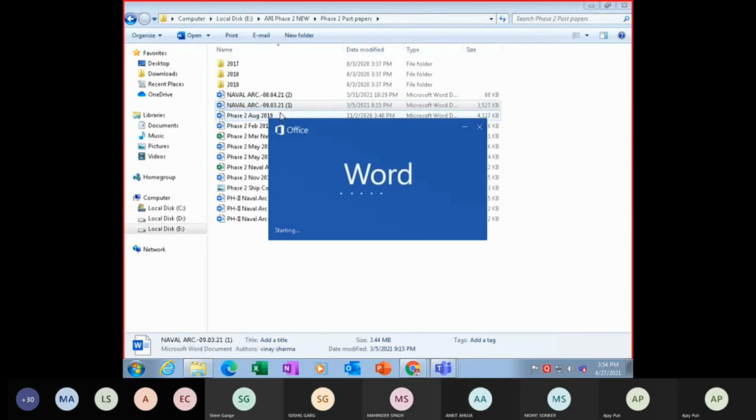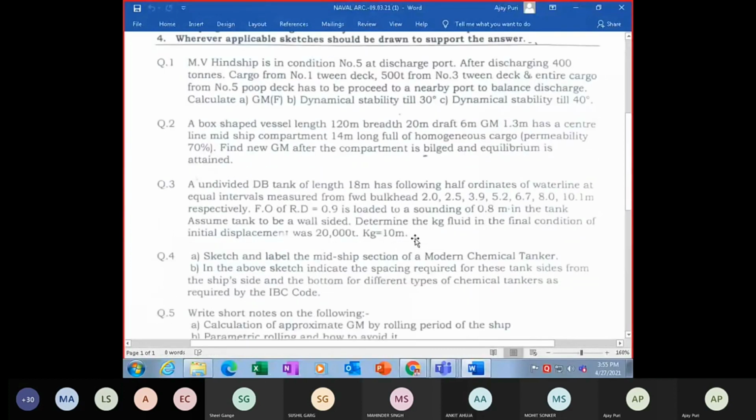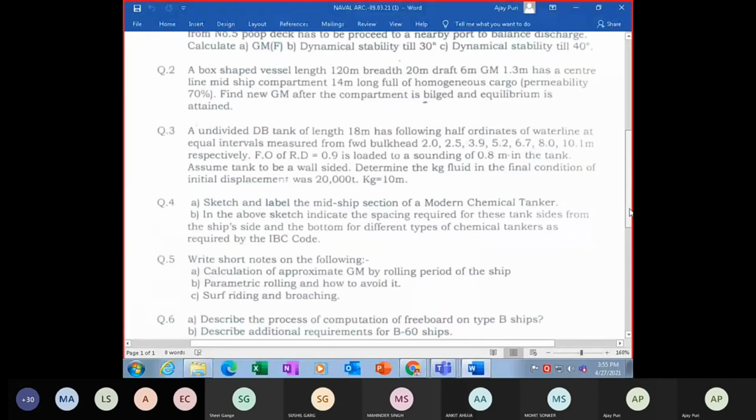Now the internal exam paper, normally your internal exam paper is all your stability, your MMD paper. So better prepare all your past 6 months MMD papers for internal exam. So this is the March internal paper. Question 4 is sketch and label midship section of modern chemical tanker. You just have to sketch and label, you don't have to describe that.